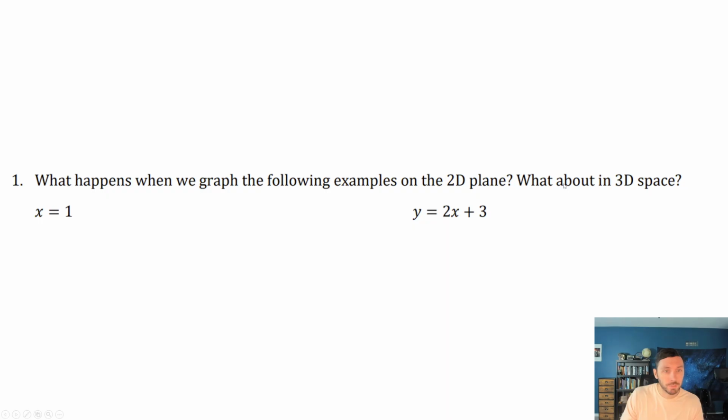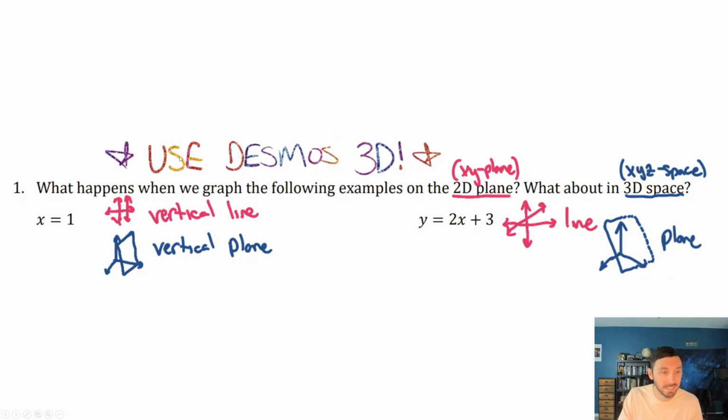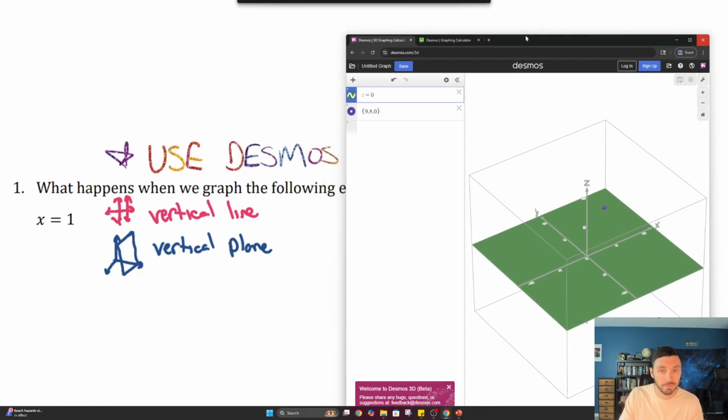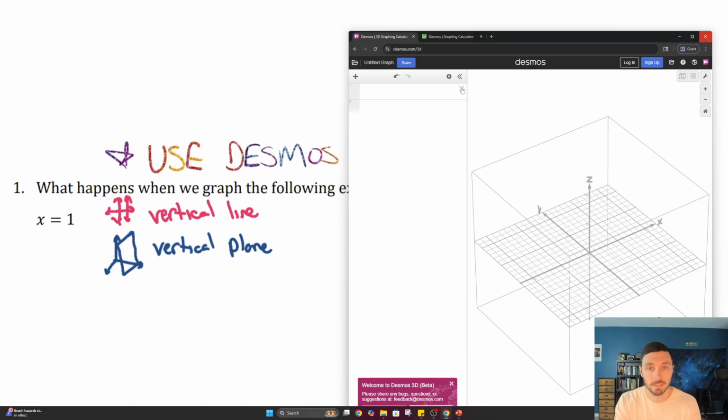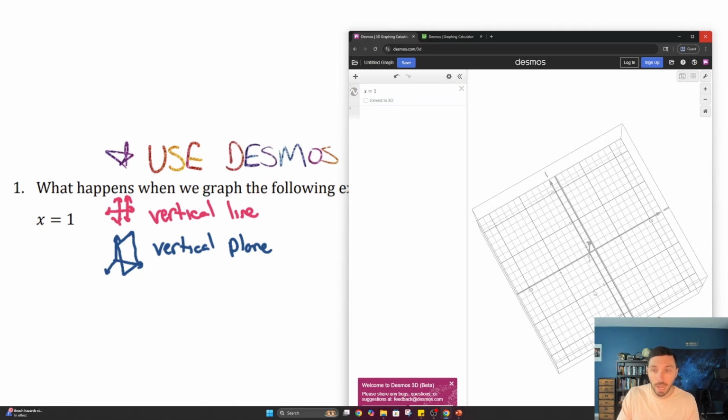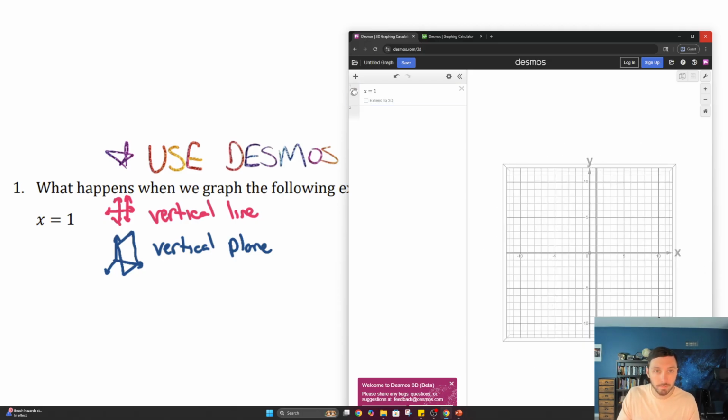So we're just going to compare what it looks like if I graph this on the plane and then graph this in space. We're going to use this Desmos tool to view it. On the plane, we know what this looks like, but what does it look like in space? So I'm going to go ahead and graph it on the Desmos 3D app here. If I were to graph x is equal to 1 on the plane, the bird's eye view here is what I like to say.